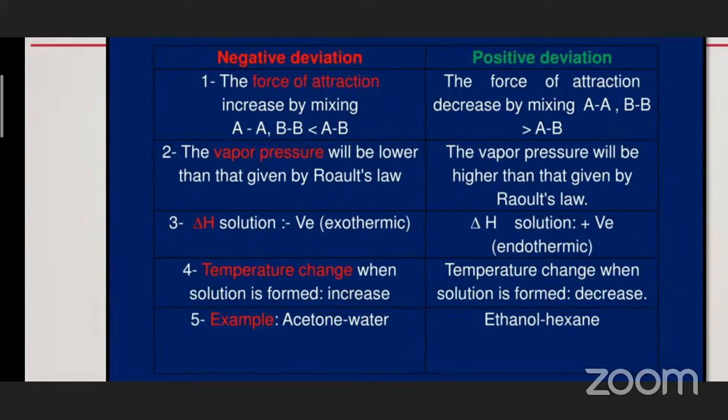It is just like if you are meeting your friend, what happens? You keep on sitting and chatting with them. You will avoid your work. Same thing here. Because AB interactions are more, these tend to stay in the solution form itself rather than going into the vapor phase. Because they are not going into the vapor phase, the vapor pressure will be lower than given by Raoult's law.